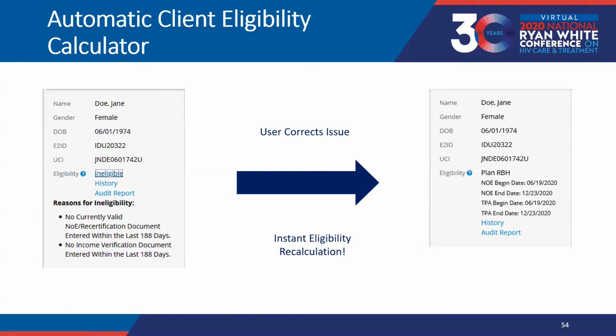There are two other buttons there. There's a history button, which if you were to click, it would display a history of the different eligibility periods for the clients or any changes to it. With the audit report, it allows you to see if there have been any changes that made the client eligible or ineligible, or just any changes to the system. It's an audit report, so it's great to use.